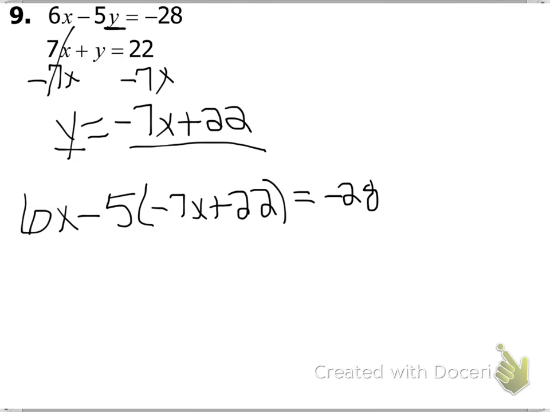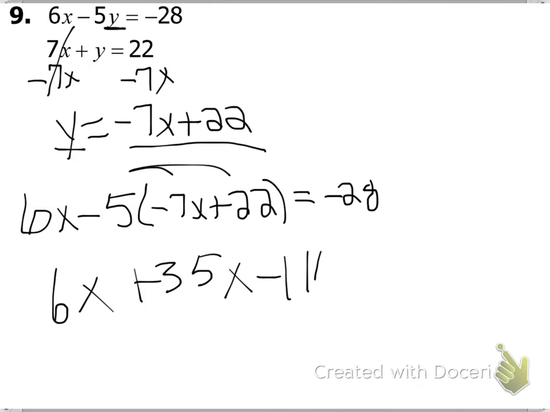What's my first step now solving for x? Distribute. Negative 5 times negative 7x. Positive or negative? Positive 35x. Negative 5 times 22. Negative 110.